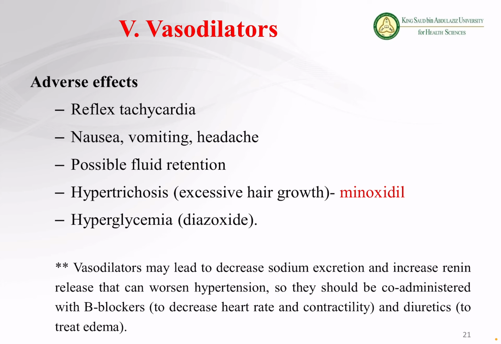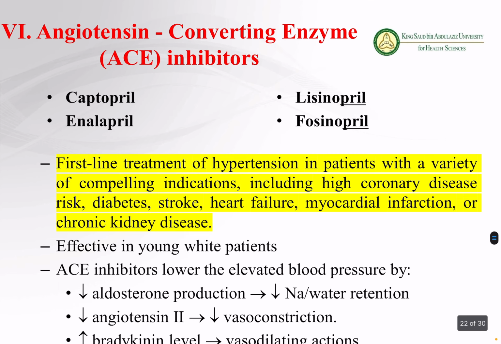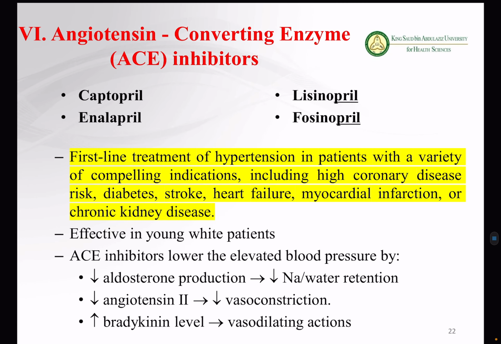So this is about the vasodilator. The next drug is called angiotensin converting enzyme inhibitor, abbreviated as the ACE inhibitor. Again, all the drugs in the ACE inhibitor class end with "pril": captopril, enalapril, lisinopril, and fosinopril. It is the first line of treatment of hypertension in patients with a variety of compelling indications, including high coronary disease risk, diabetes, stroke, heart failure, myocardial infarction, and chronic kidney disease.